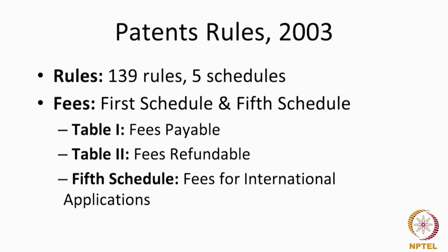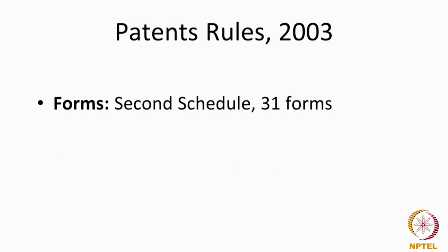So, of the 5 schedules, 2 schedules, that is the first schedule and the fifth schedule, deal with fees, either fees filed before the domestic patent office for local patent applications, or what we call Indian applications, or for international applications. The second schedule lists the various forms that an applicant needs to use while filing things before the patent office.